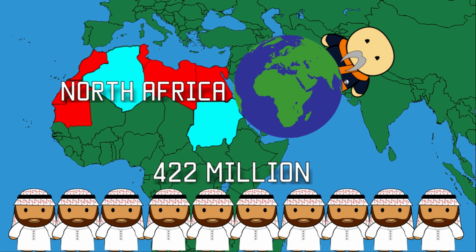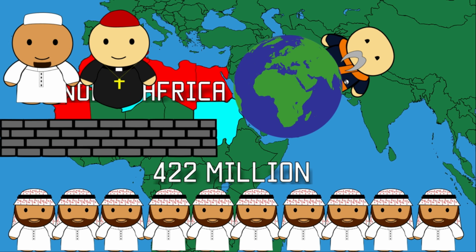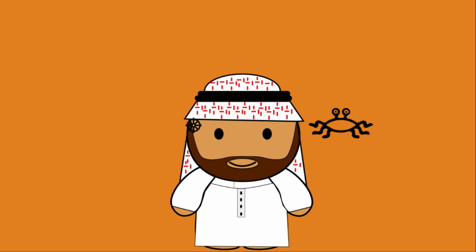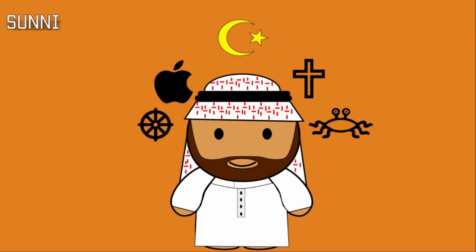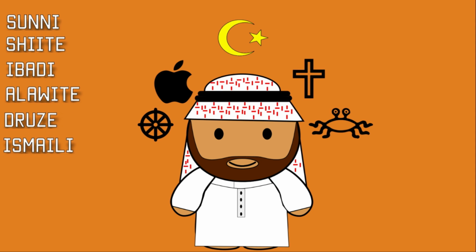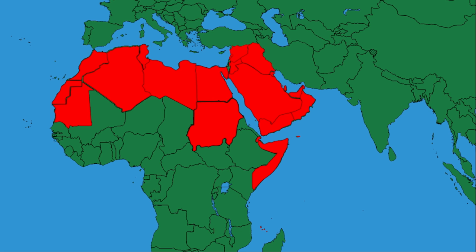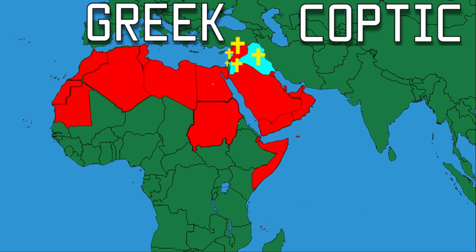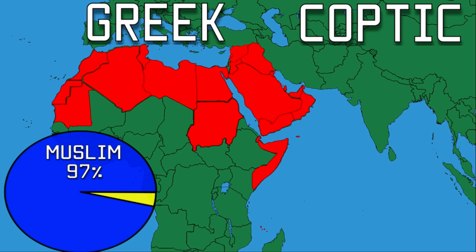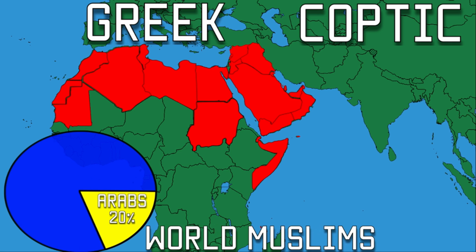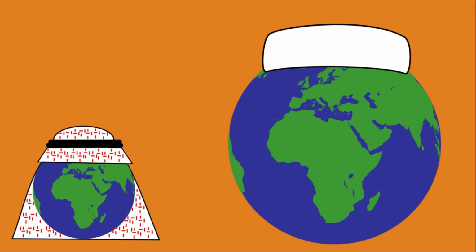Arab is an ethnic term and is independent of religion or politics. Arabs follow different religions and denominations. Arab Muslims primarily follow the Sunni, Shiite, Ibadi, Alawite, Druze and Ismaili denominations. There are many Christian adherents in the Arab world as well, mainly in Egypt, Syria, Lebanon, Iraq, Jordan and Palestine. Arab Christians generally follow one of the Eastern Christian churches, such as Coptic or Greek. However, 97% of all Arabs are Muslims, but only 20% of Muslims are Arabs. So while the Arab world is enormous, the Muslim world is much larger.